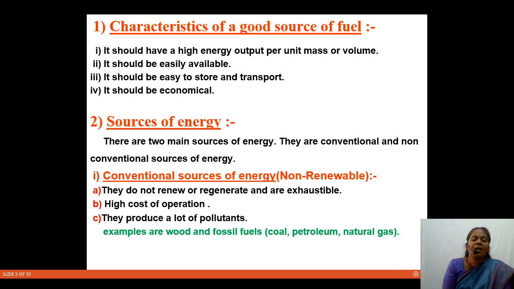Second, high cost of operation. And third, they produce a lot of pollutants. While using this type of energy, pollution is produced in the environment. Examples of conventional sources of energy are wood and fossil fuels. Examples of fossil fuels are coal, petroleum and natural gas.